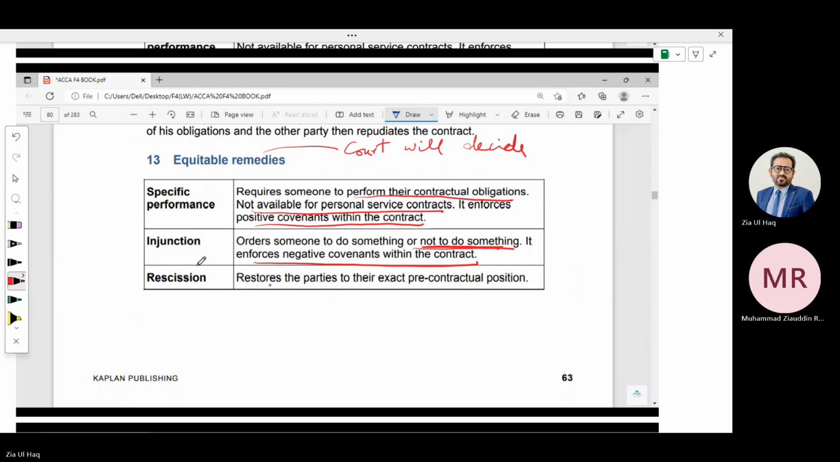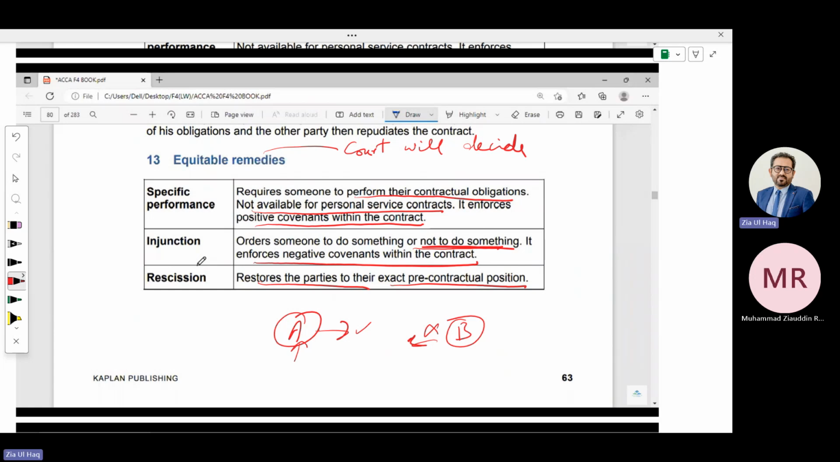What is rescission? It restores the parties to their exact pre-contractual position. If there is a contract between A and B, and A does something but B hasn't done something, there is a breach of contract. Now the court will order B to do that part so that A is put into the position before signing the contract. Like if he has incurred any expenses, you need to pay those expenses so that he moves to a position before signing the contract. That is called rescission, I mean, putting both parties in a position as if the contract had not been signed.